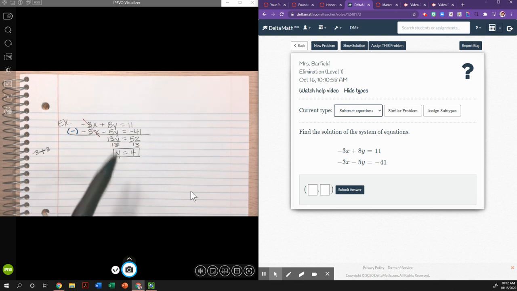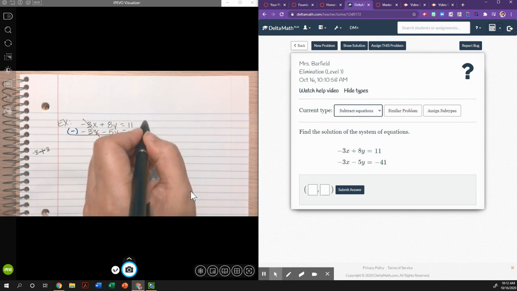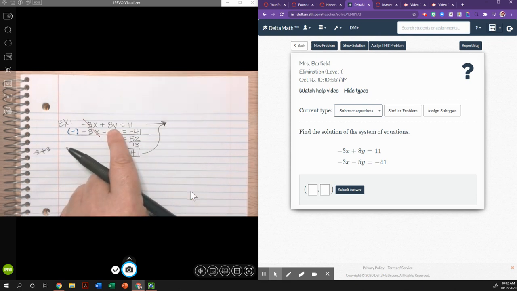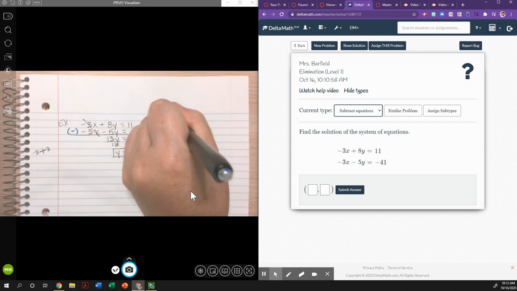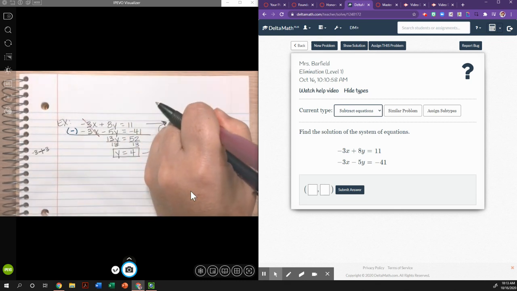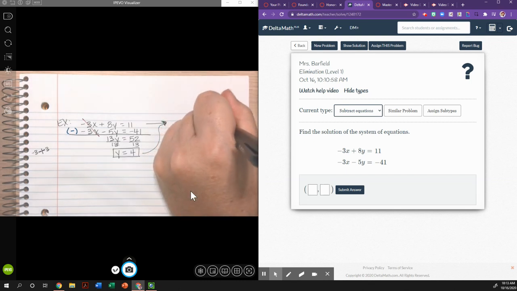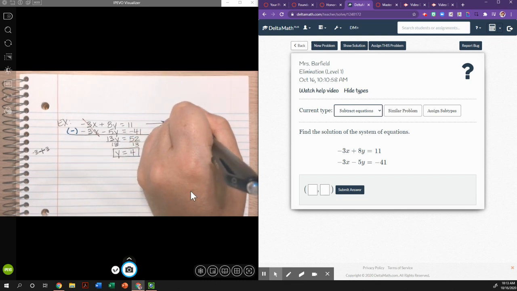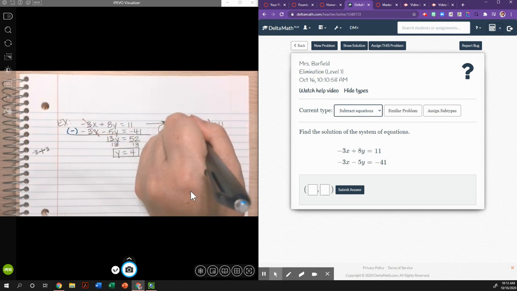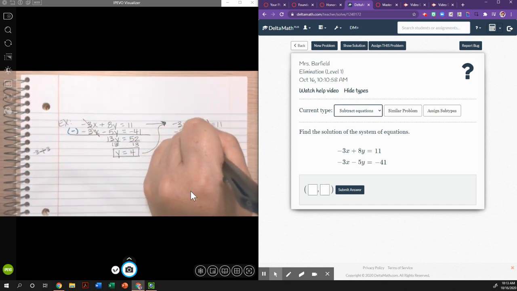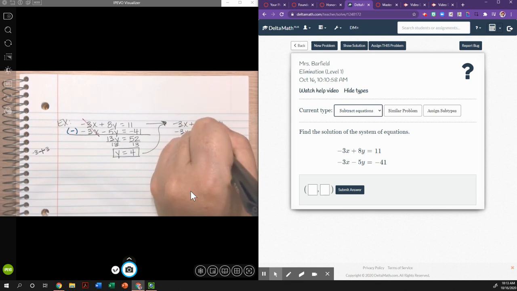Now I'm going to pick one of the equations. It doesn't matter which one. I'm going to take the top equation and replace y with 4. So I have negative 3x plus 8 times 4 equals 11. Then I get negative 3x plus 32 equals 11. So I'm going to subtract 32, so negative 3x equals negative 21.